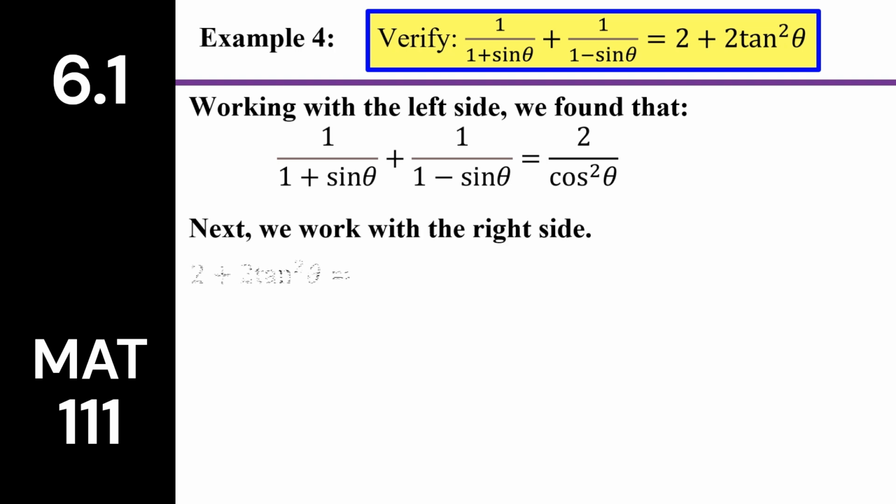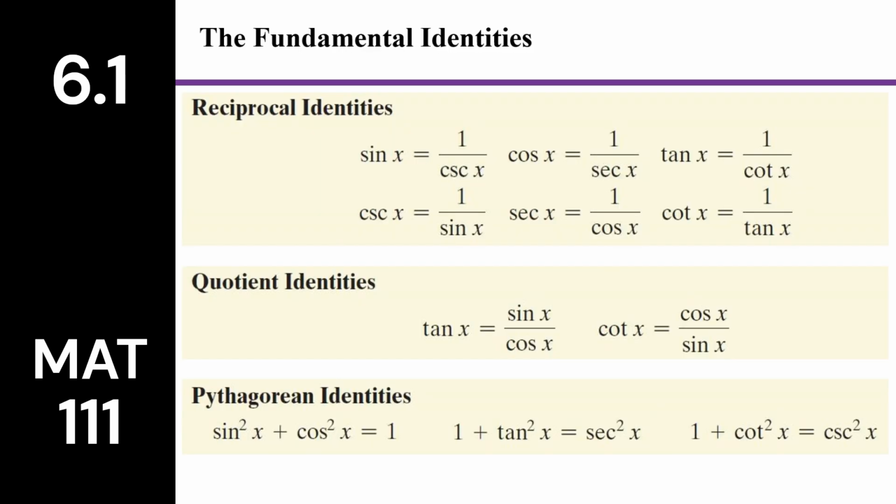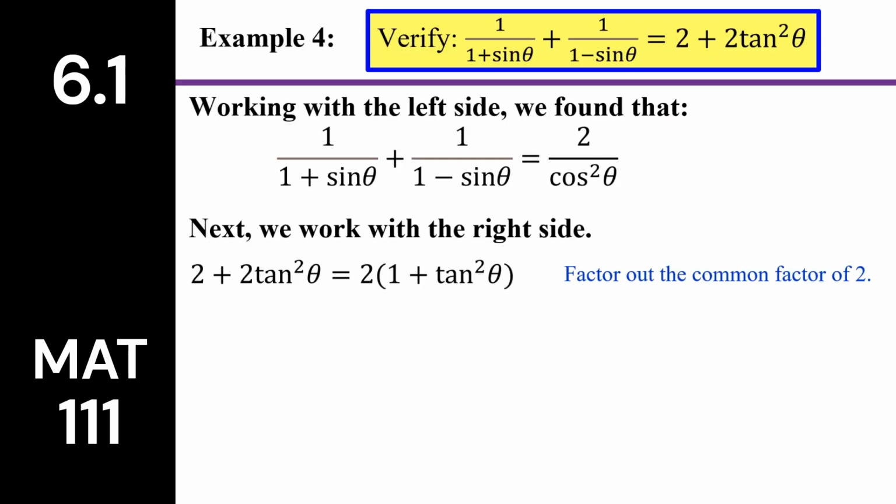for a moment and consider working with the right-hand side. If we take our right-hand side and factor out the 2, then that will leave us with 2 times 1 plus tan squared. We mentioned before, when we have a trig function squared, that it's a good idea to consider our Pythagorean identities. And in this case, we have 1 plus tan squared equals secant squared. So let's take that back to our problem, and we can make that substitution. 1 plus the tangent squared is the secant squared.